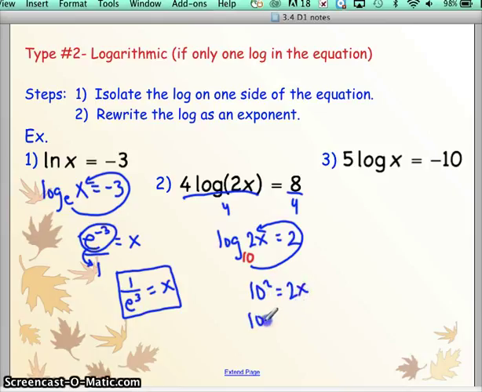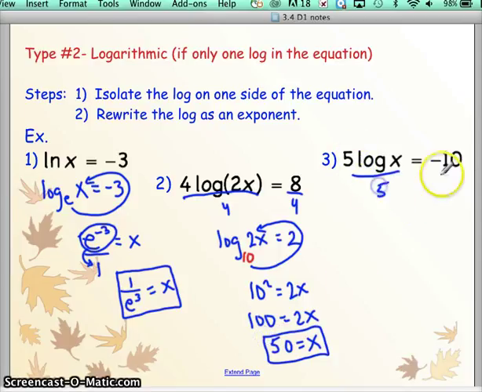And 10 squared is 100, so 100 equals 2x. Divide by 2, that means that x equals 50. And then for the third one here, we can divide by 5. So we'll have log x equals -2.